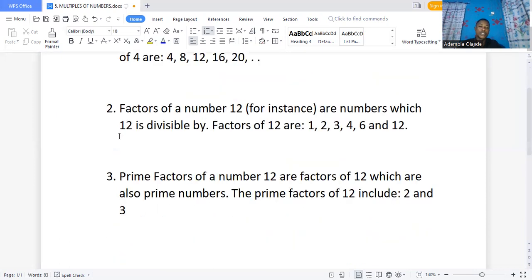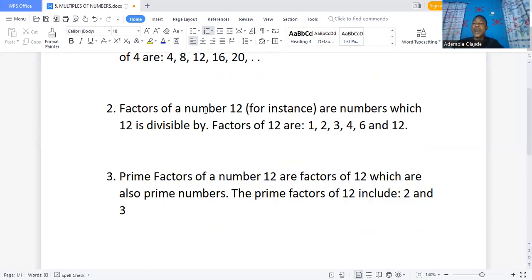So number 2 here, we talk about factors. Factors of a number. Factors are basically the divisors, those other natural numbers that can divide the number you are giving.